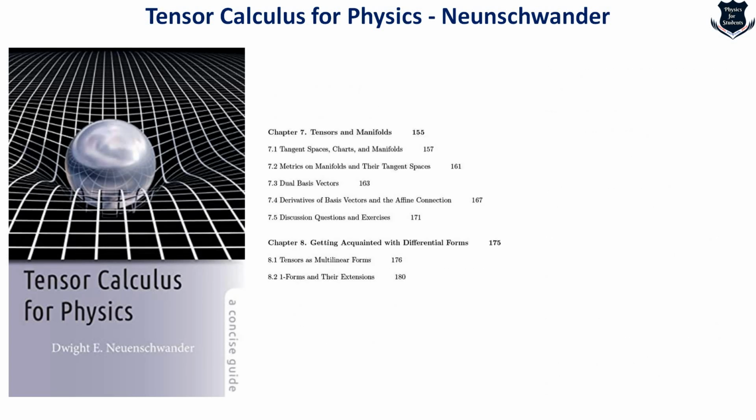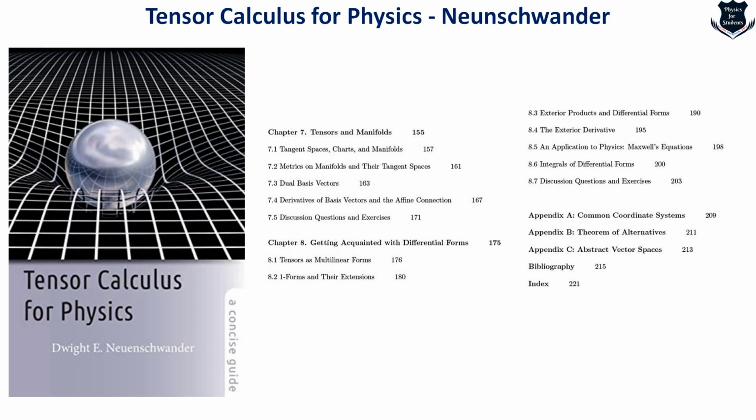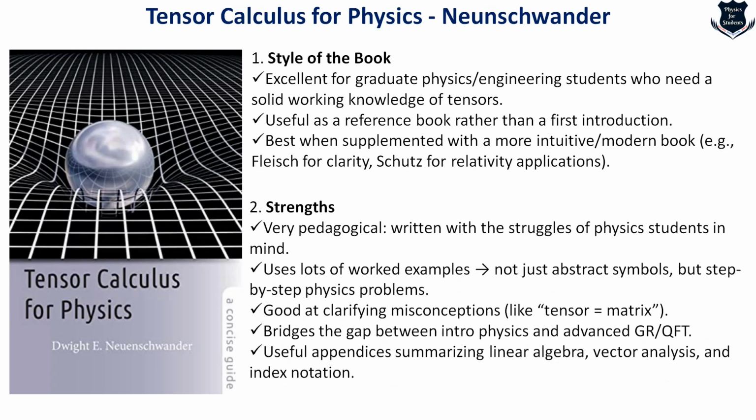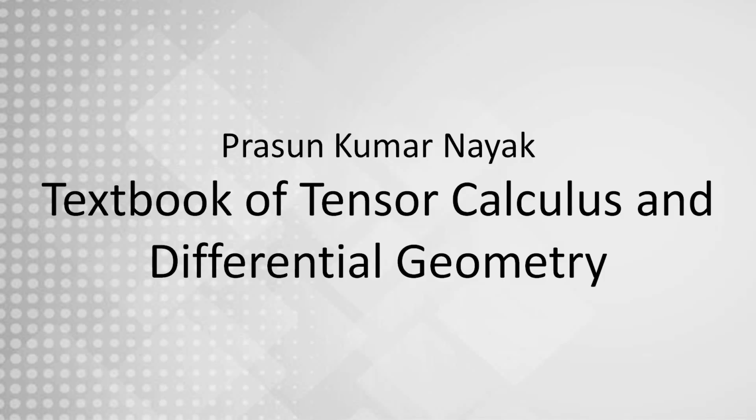So overall, I can say that it also contains tensors and manifolds, and then it goes into exterior products and differential forms. So yes, it is a good book for graduate physics, especially keeping physics in mind, written with the struggles of physics students in mind. Good to clarify this misconception that a tensor is not a matrix, and it goes into general relativity and further.